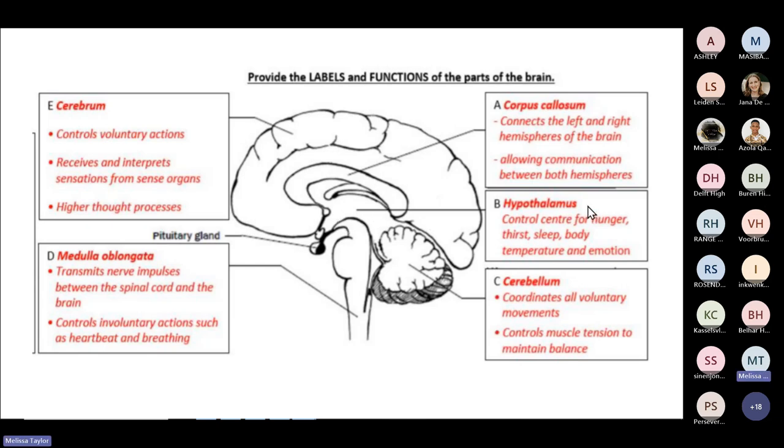And the hypothalamus's job is it's a control center for some of your primitive needs. So hunger, thirst, sleep, and then it also controls your body temperature and your emotions. If they ask you for a function, you can just give any one of those. Right, then the cerebellum is at the back here. It's almost like a leaf-shaped structure, smaller and at the back, near the bottom of the brain.